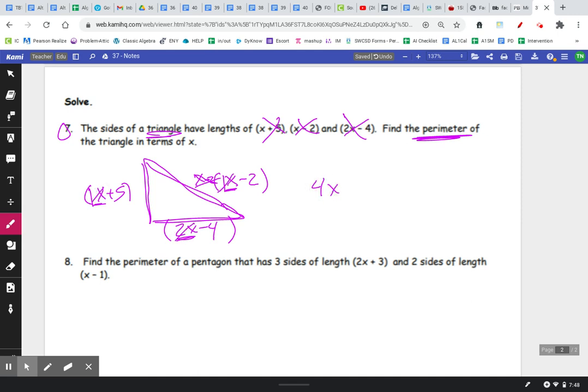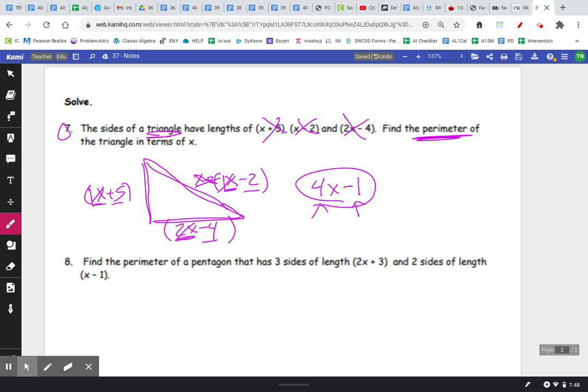These last ones are constants. 5 minus 2 minus 4, or 5 plus negative 2 plus negative 4. I like going straight to the subtraction if I'm working with negatives. 5 minus 2 is 3. 3 minus 4 is negative 1. I cannot combine these two terms because they're not like terms. One has x's, one doesn't. My final answer, the perimeter, is 4x minus 1.